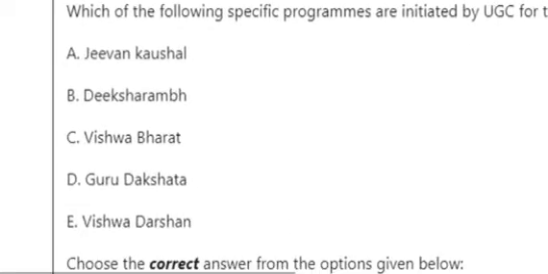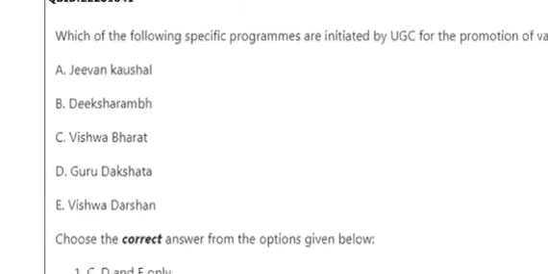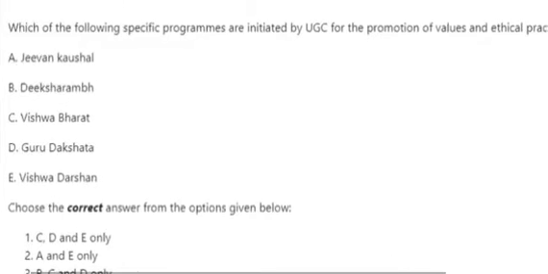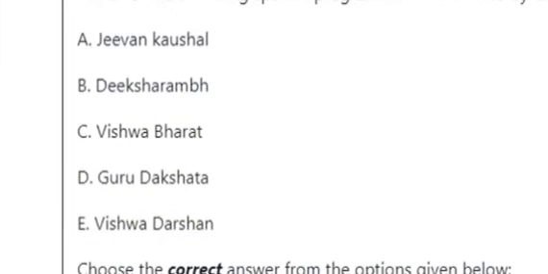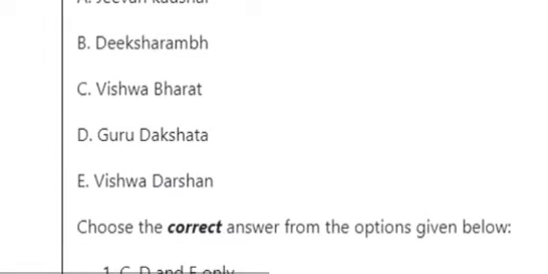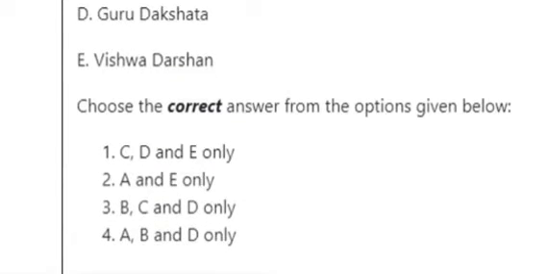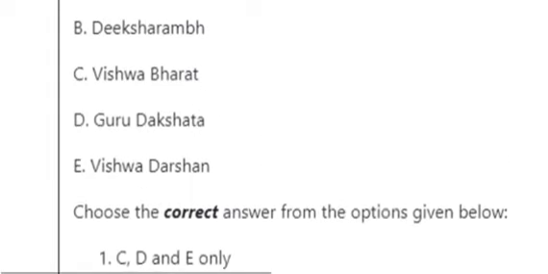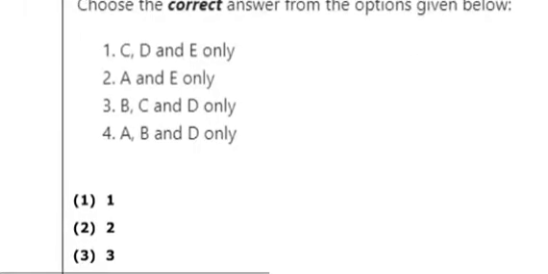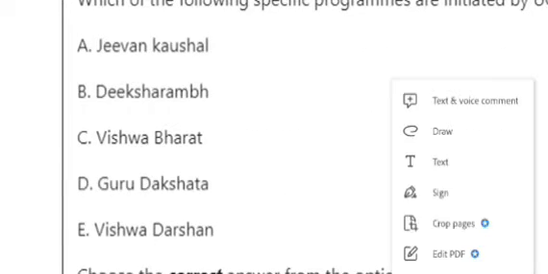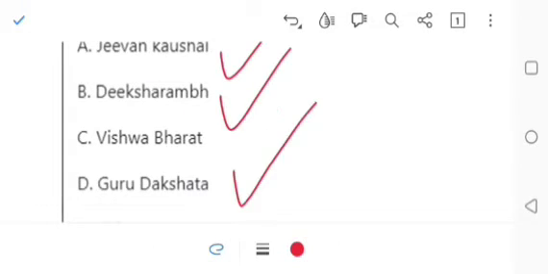Then 41: which of the following specific programs are initiated by the UGC for promotion of values and ethical practices? 1: Jivan Kaushal, 2: Deekshaarambh, 3: Vishwa Bharat, 4: Guru Dakshata, 5: Vishwa Darshan. Options: C, D and E; A and E; B, C and D; A, B and D. For 41, the correct option will be number D, that means A, B and D only. A is correct, B is correct, and D is correct.